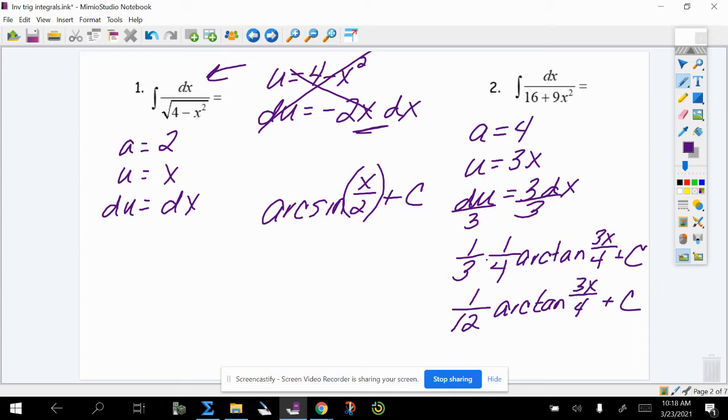You'll see a decent amount of arctangents. It actually might be the most common with this section. I think arcsine would be second place then.